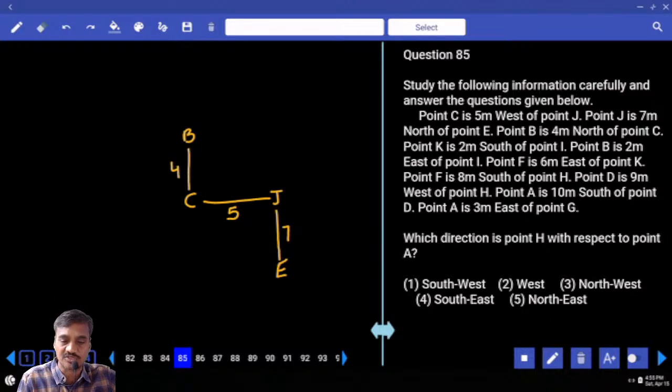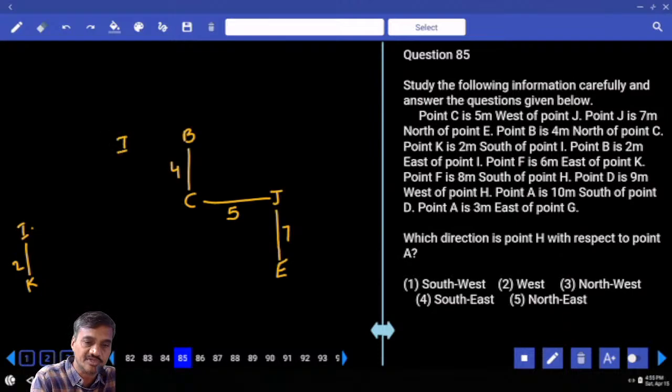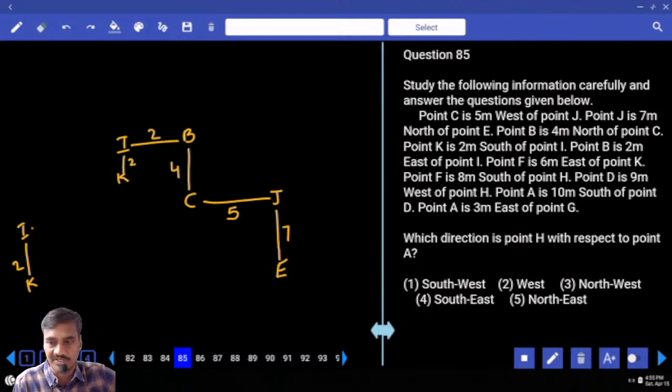K is 2 meters to the south of I. B is 2 meters to the east of I, the distance is 2. And if I is here, K is somewhere here, and the distance between these two is 2 meters. F is 6 meters to the east of K.